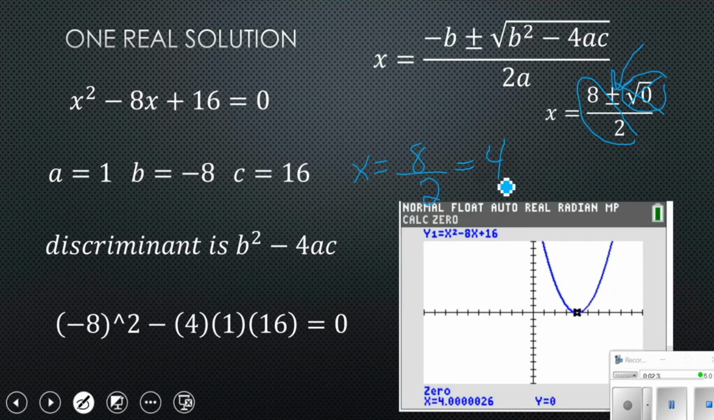Let's take a look at a graph here. And we can see that down here where we get x equals 4. And again, our calculator will estimate as close as it can. It is actually x equals 4. So we'll always get a graph like this when we have a discriminant equal to 0. We actually count this as two solutions. We call this a double root. But we're going to just say one real solution for now.